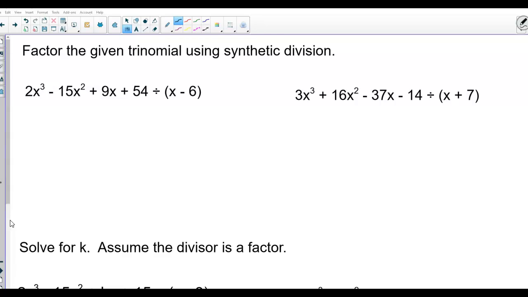What makes this parenthesis equal to 0? 6, 2, negative 15, 9, and 54.